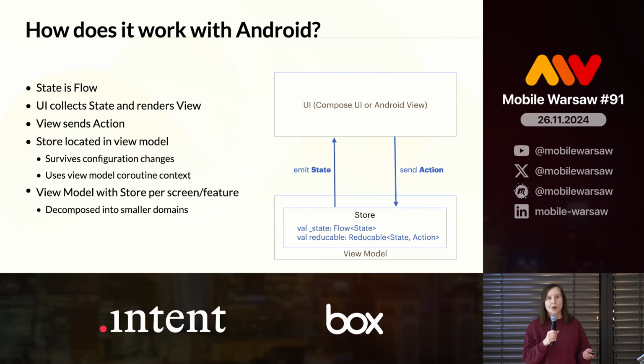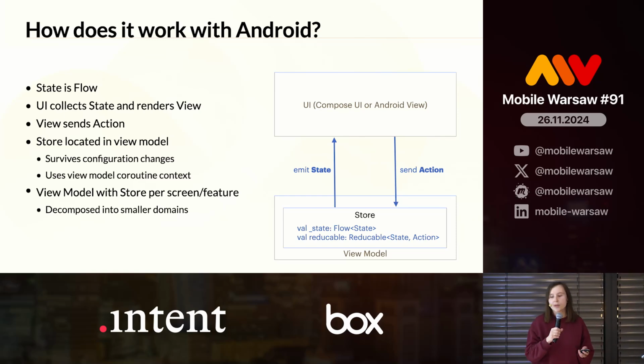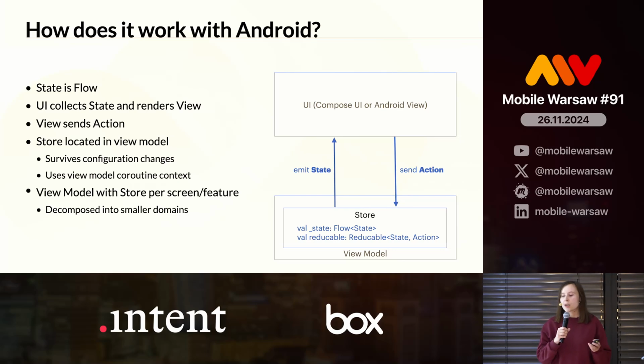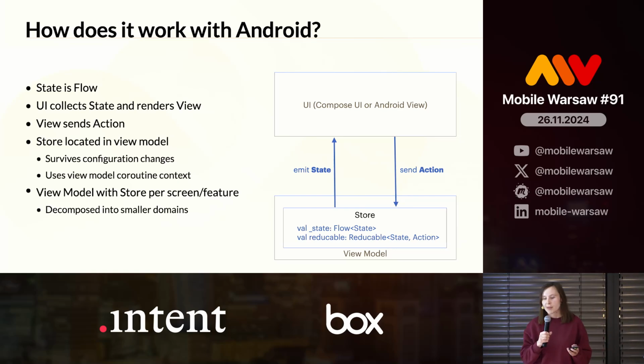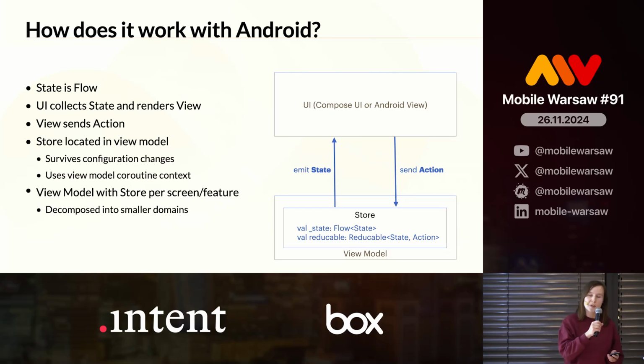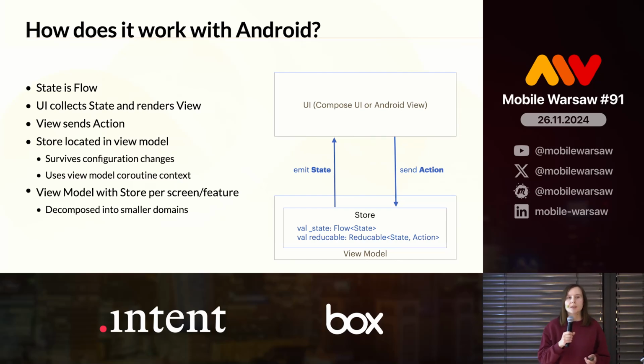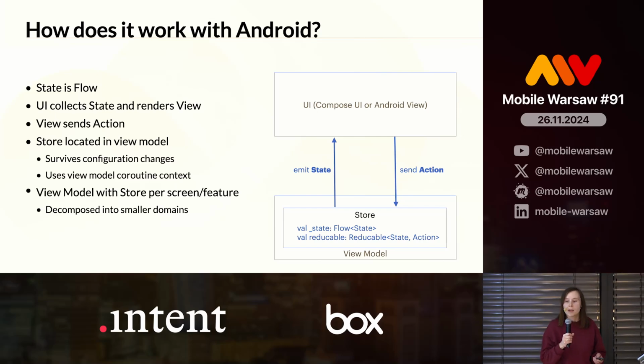So we have a store that is just a class implementing the store concept. Inside it, we have a state, and state is a regular Kotlin flow. Next to it, we have the implementation of the UI logic in a reducer. And reducer, again, is just a class implementing a reducible interface. Since state is just a flow, it can be collected by our UI. And UI, based on this state, can render or update the view accordingly.